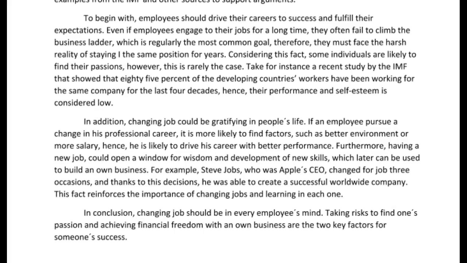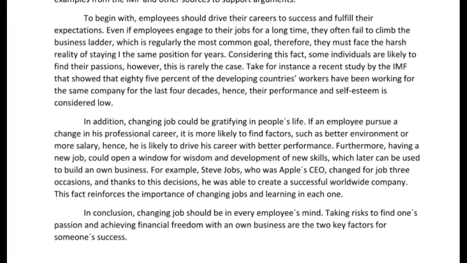To begin with, employees should drive their careers to success and fulfill their expectations. Even if employees engage in their jobs for a long time, they often fail to climb the business ladder, which is regularly the most common goal. Therefore, they must face the harsh reality of staying in the same position for years. Considering this fact, some individuals are likely to find their passions. However, this is rarely the case.